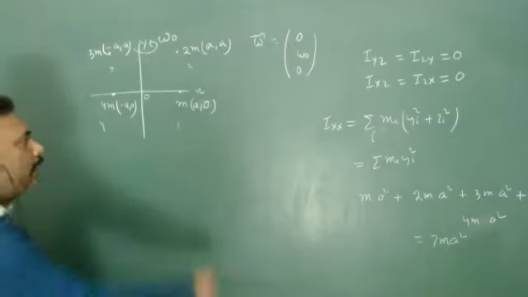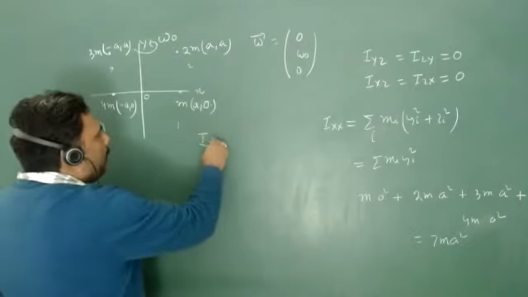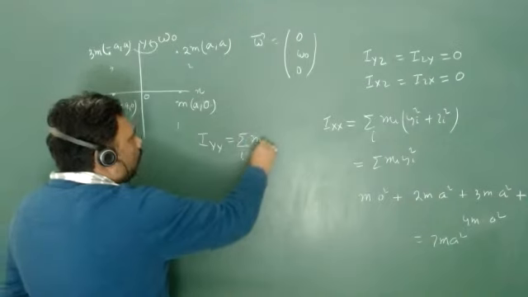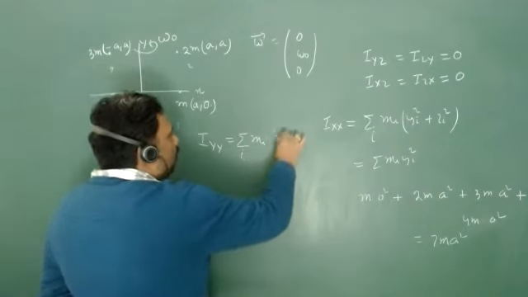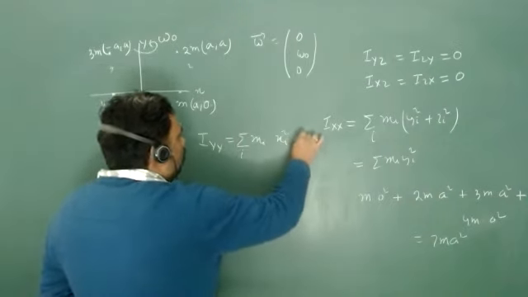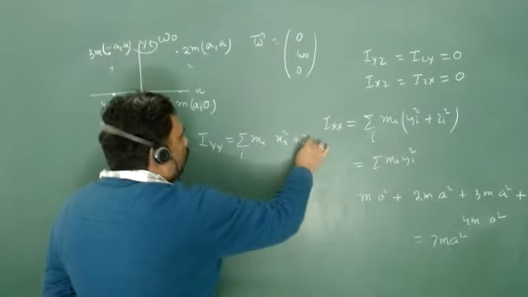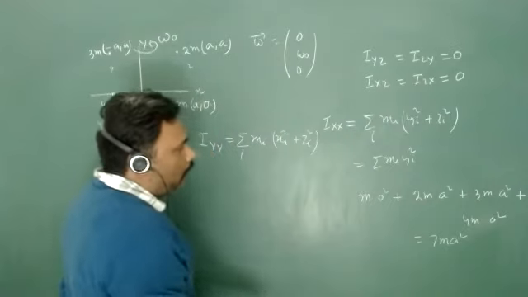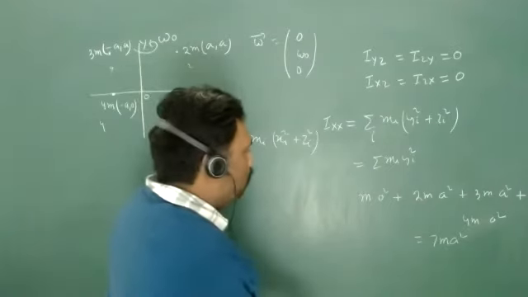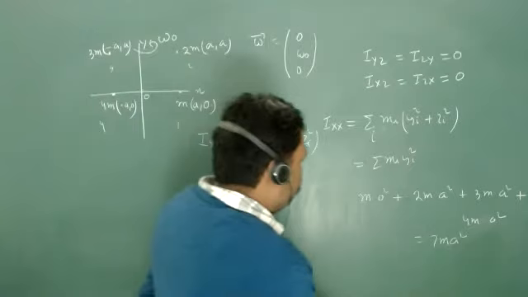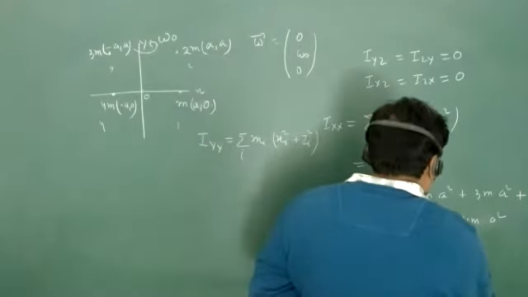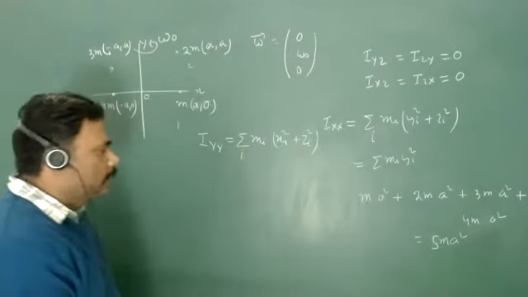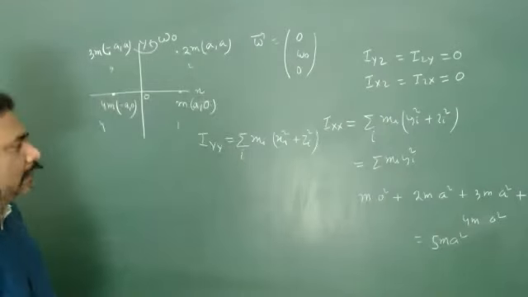Let's go for Iyy. Summation of mi xi square. The last one will also be 0. So this will be what? ma square plus 4 ma square, that is 5 ma square. Okay, 2 ma plus 3 ma, 5 ma square. Okay.